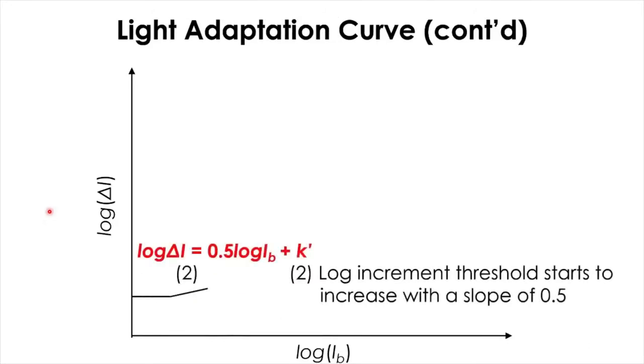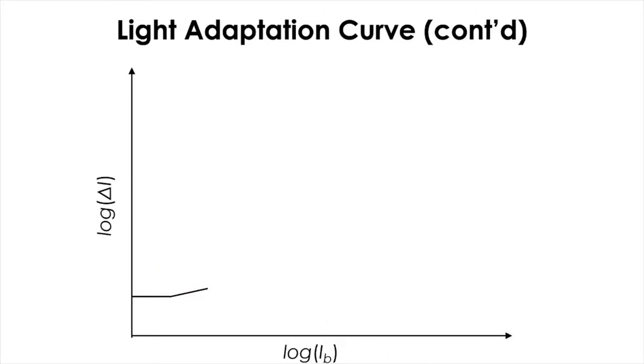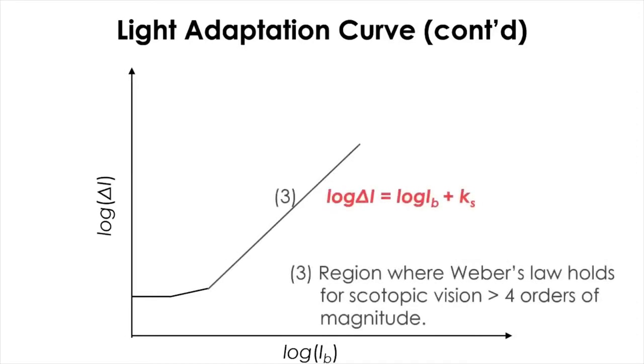Now in the second section, the log increment threshold starts to increase with a slope of 0.5, or half slope. This is where the fluctuation in the light source affects the increment threshold. This relationship is known as the de Vries-Rose law. In the third section, the log increment threshold linearly increases with unit slope over a range of about 4 orders of magnitude. And this is the region where Weber's law holds.